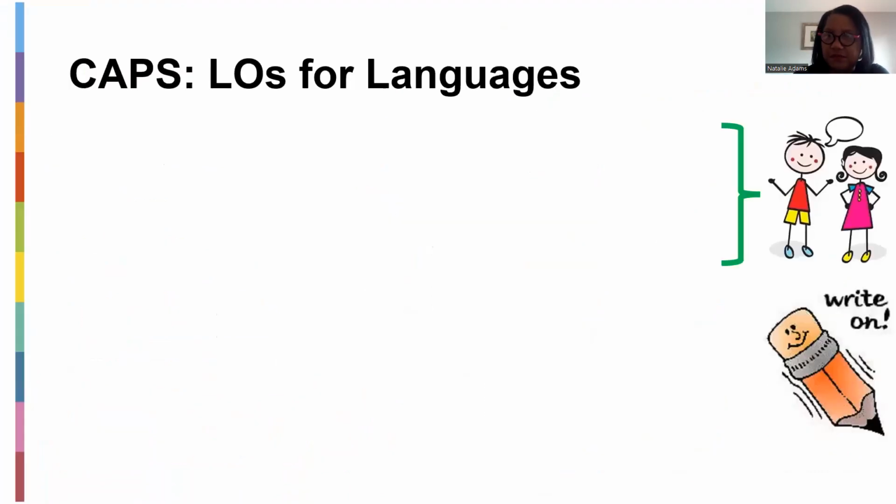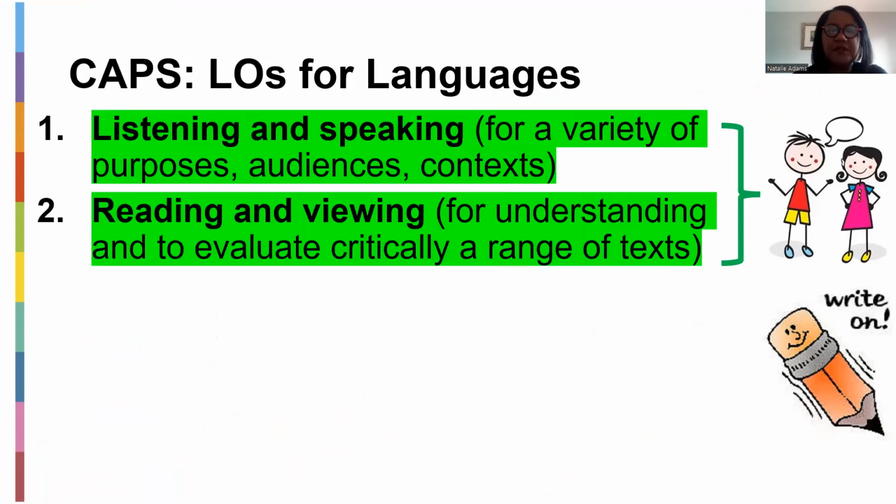Now, I just want you to take note of what we did so far during the year. When it comes to CAPS, which is something you should be familiar with now, the CAPS document will be your life as an English teacher. The learning outcomes for languages are the following. Listening and speaking, which we did a lot of last semester, for a variety of purposes, audiences and contexts. The second one is reading and viewing, for understanding and evaluating critical and a range of texts.